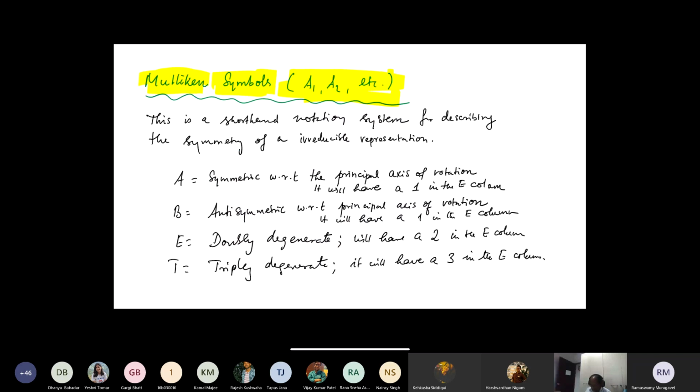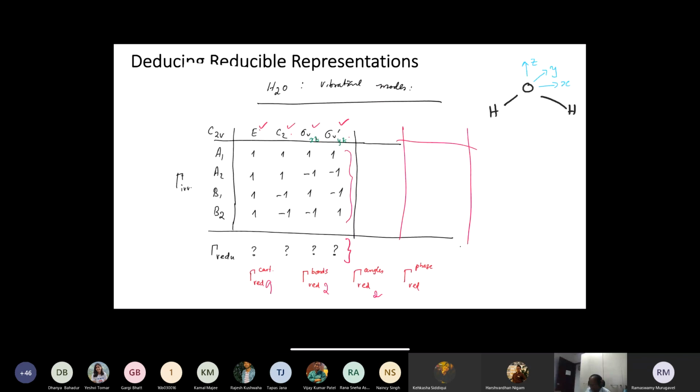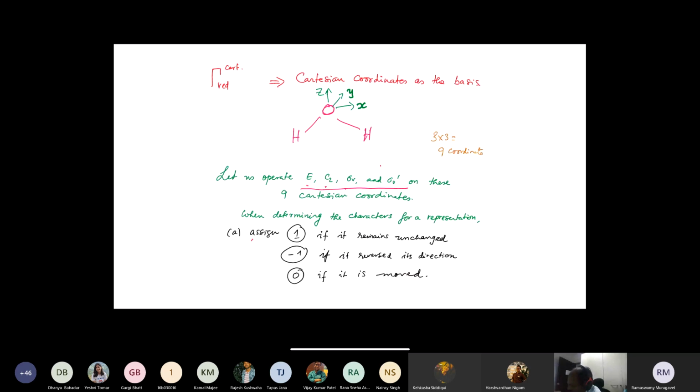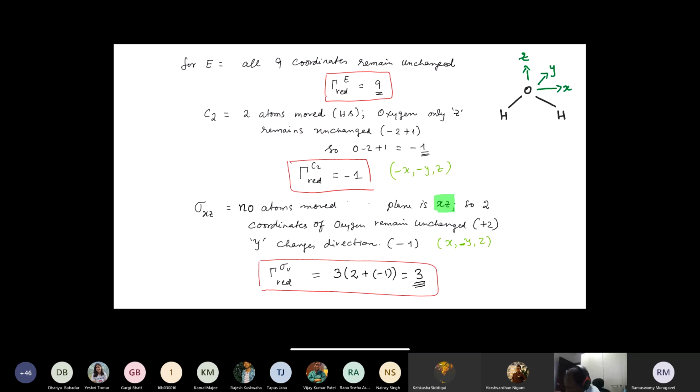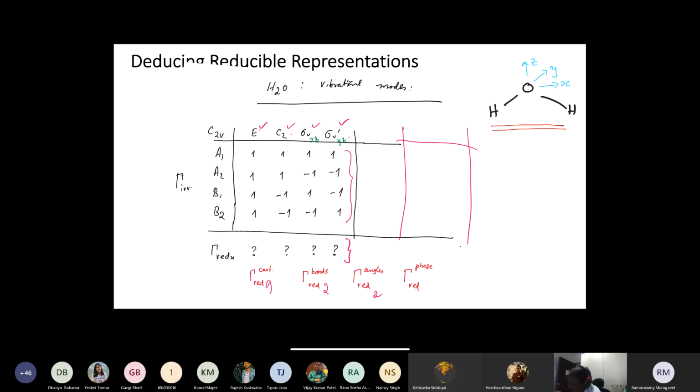Okay, so I also talked about what these A's and B's and T's are all about. I'm not going to repeat all of the things, but I'm going to redo this, deducing the reducible representations, because this is, I think, the actual application of group theory to IR spectroscopy. Now, take this molecule which is on the right-hand side. So my X, Y, Z axes are now defined. I talked in the last class about how one can get the reducible representation, which forms the basis for getting the vibrational modes.